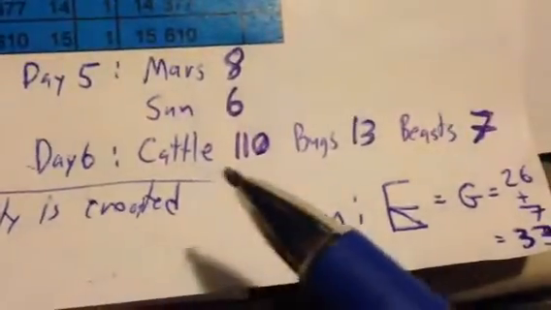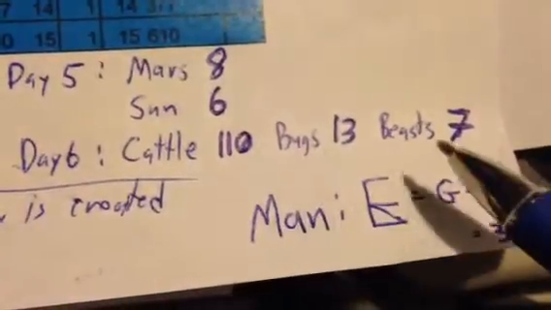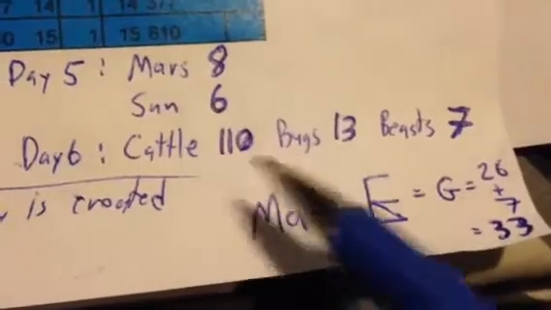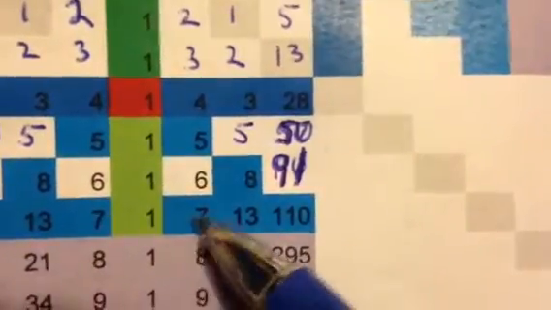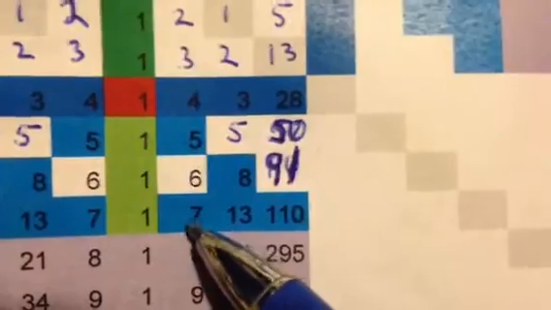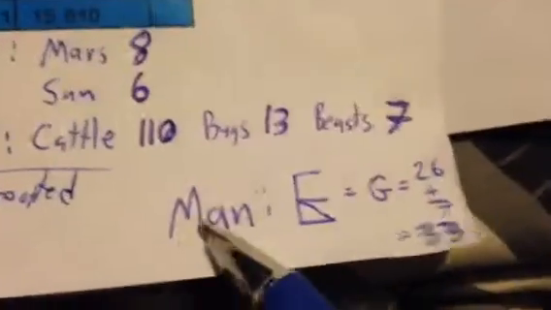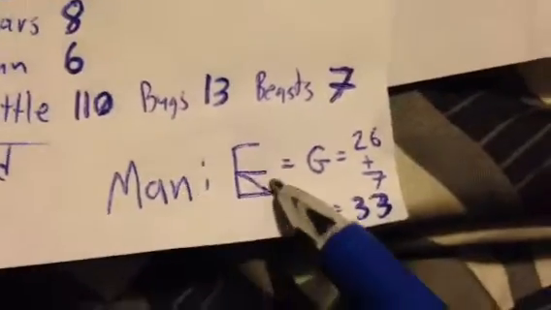Day 6: cattle, bugs, beasts. 110, 13, and 7. 110 is cattle, 13 is bugs, 7 is the beast. The beast is 7. The number of God is the beast, 7. Guys. And then man was created, also in Genesis 1. Because man was created, because we went to this column, all these other numbers were created.